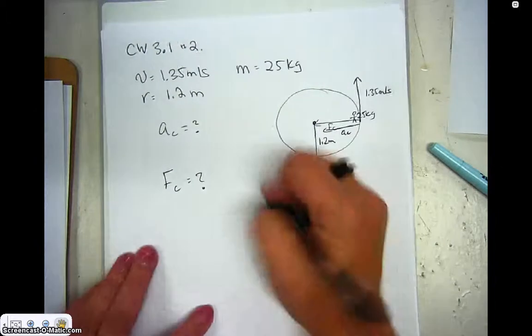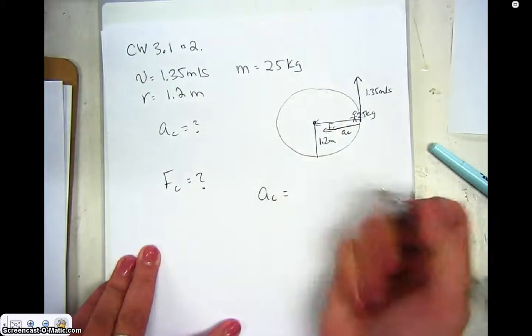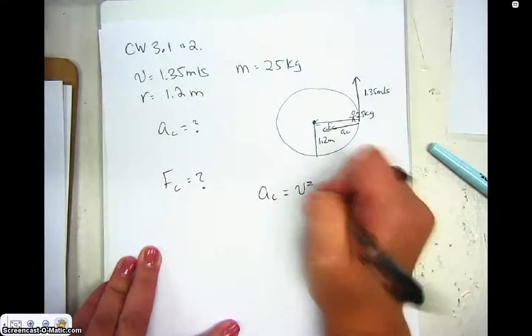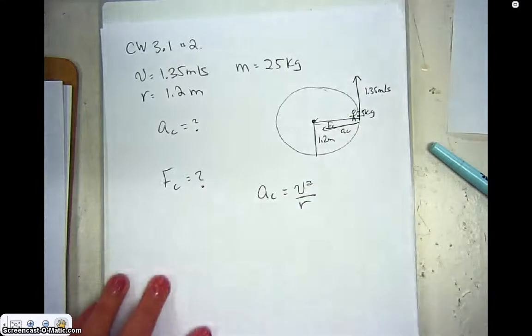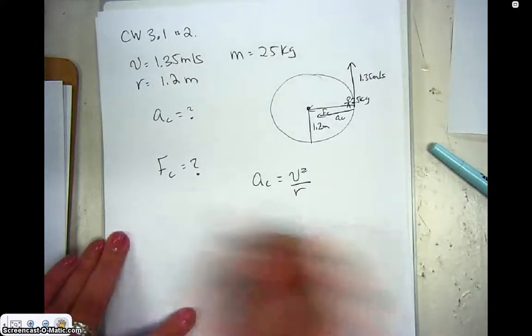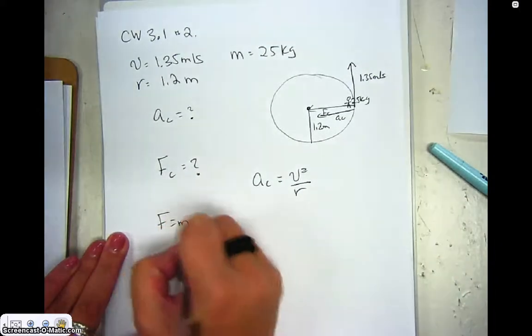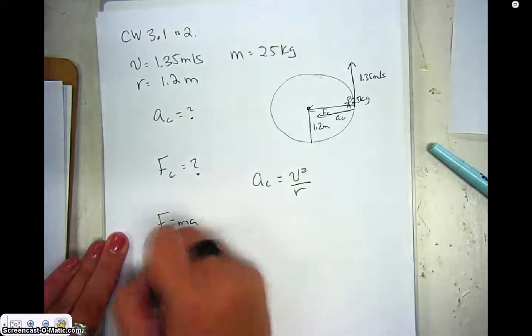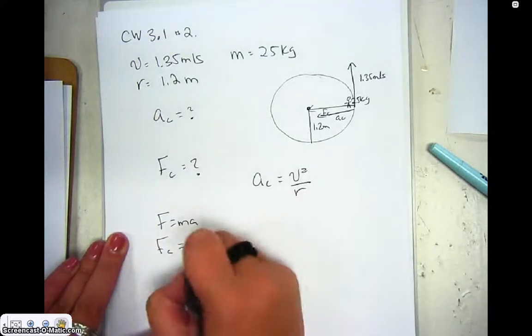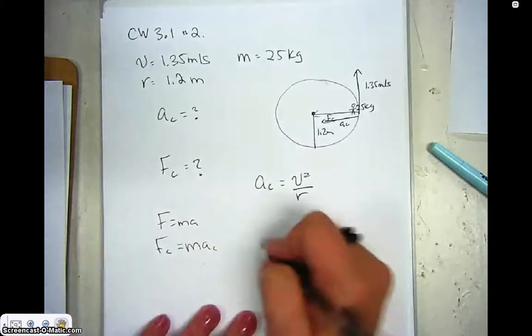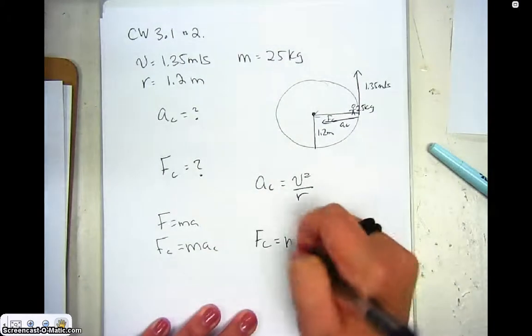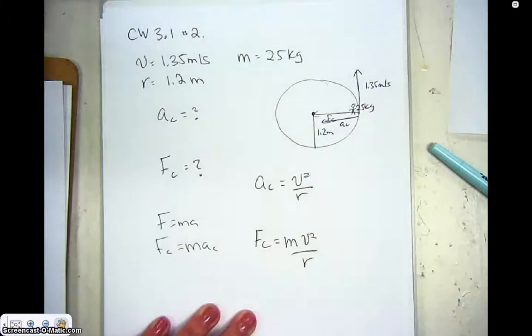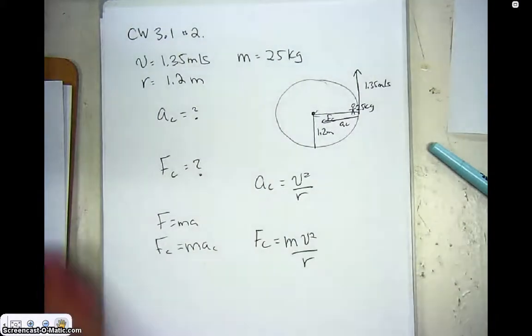Now, centripetal acceleration is equal to v squared over r. And remember, because force equals ma, that means centripetal force would equal m times centripetal acceleration, so centripetal force is m times v squared over r. Okay, so all we really have to do is plug and chug.